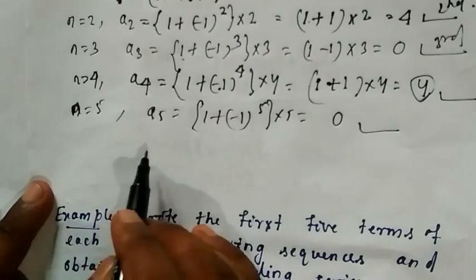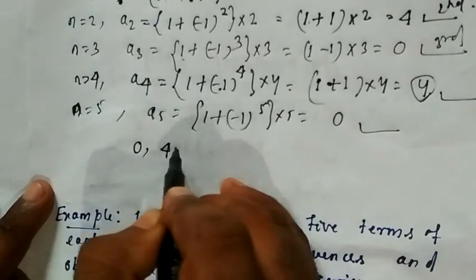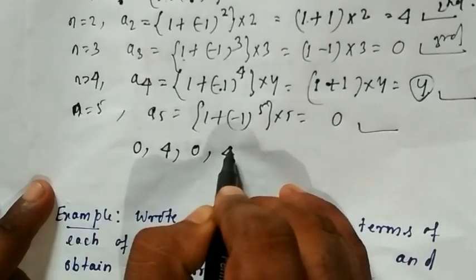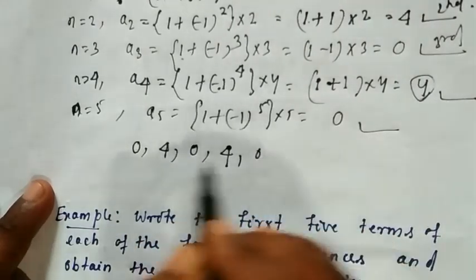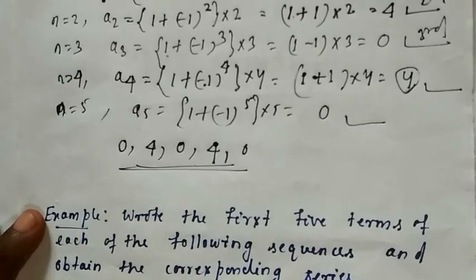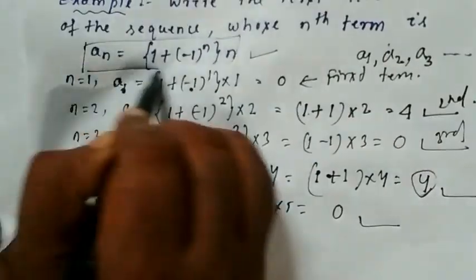So what sequence did you get here? The first term is 0, the second term is 4, the third term is 0, the fourth term is also 4, and the fifth term is 0. These are the 5 terms of the sequence whose nth term is given to you.